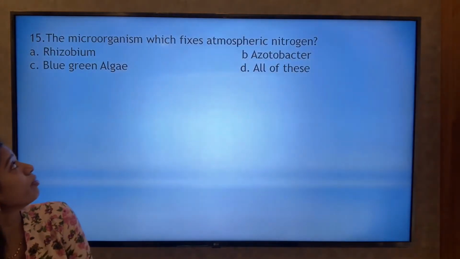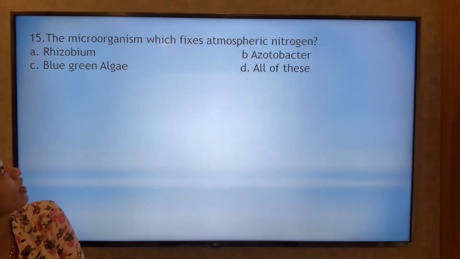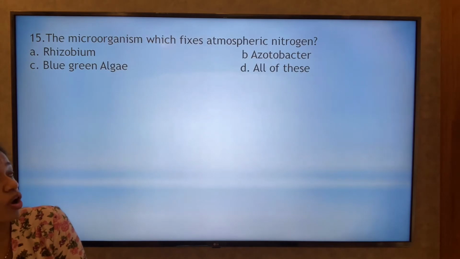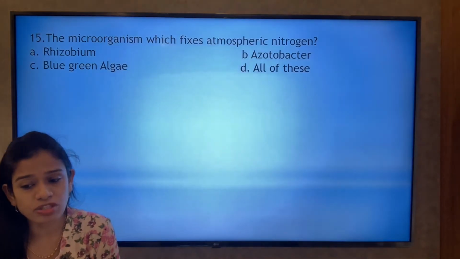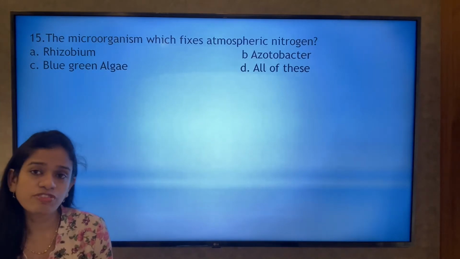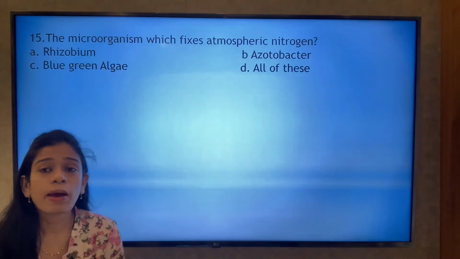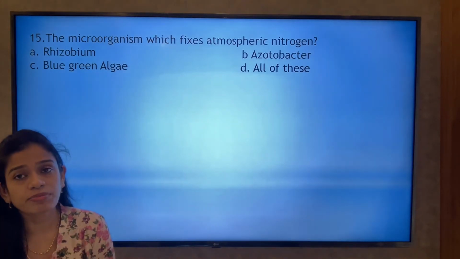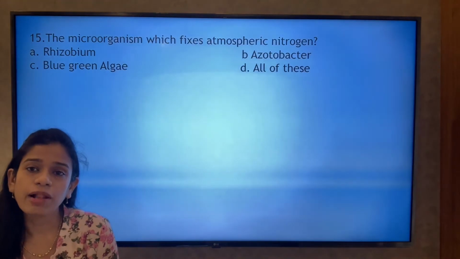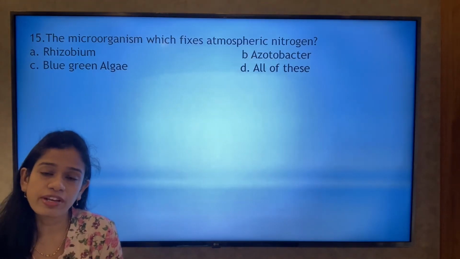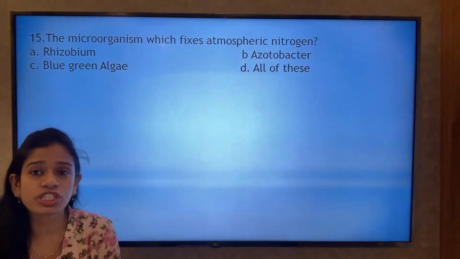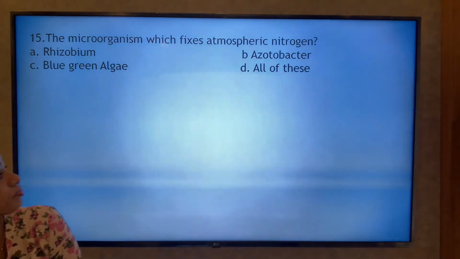So the next question: the microorganism which fixes atmospheric nitrogen. Rhizobium, Azotobacter, blue-green algae, or all of these? If you know the names of the nitrogen fixing bacteria, which is an important part of the microorganism topic, you will know that all three of these help in fixing atmospheric nitrogen into the soil. So the correct answer is option D, that is all of these.